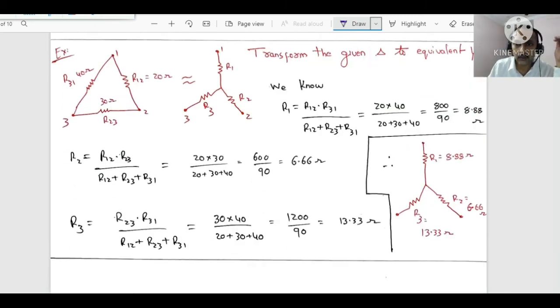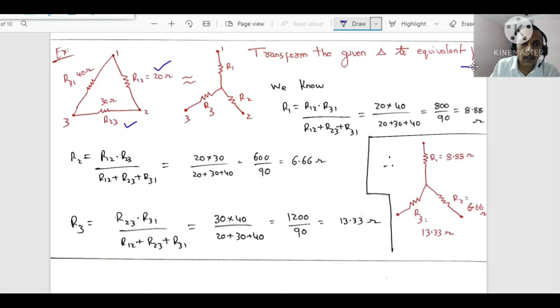Now for example, if a problem is given like this, transform the given delta to equivalent star. In this delta, between 1 and 2, R12 is given as 20 ohm. Between 2 and 3, the value is given as 30 ohms, and between 3 and 1, R31, the value is 40 ohm. Now what is the value of R1, R2 and R3?